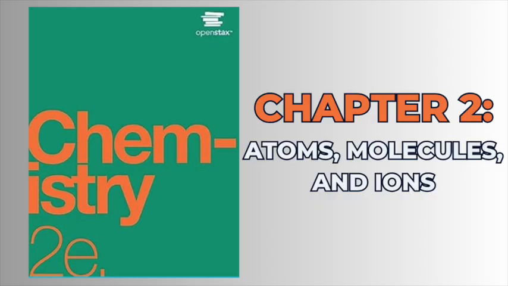Example 2.7. Naming groups of elements. Atoms of each of the following elements are essential for life. Give the group name for the following elements. A. Chlorine. B. Calcium. C. Sodium. D. Sulfur. Solution. The family names are as follows.